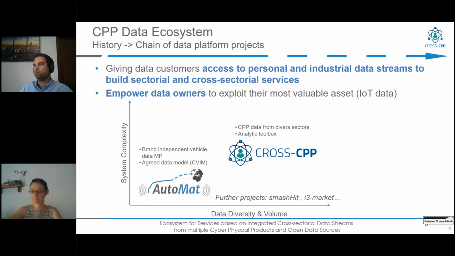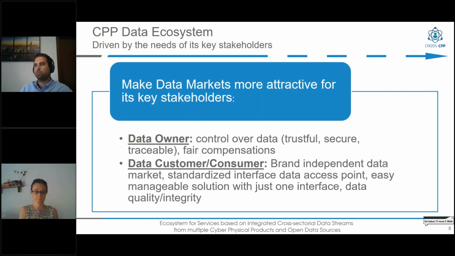It's not just that we work in Automat and Cross-CPP. We also have further projects like Smash It or E3 market, where we have addressed some other issues related to marketplaces which need to be implemented. So when we look at the whole idea and what we did during the project, it's not just a research-driven project. It's a project really driven by the industrial needs and by the key stakeholders of such marketplace solutions.